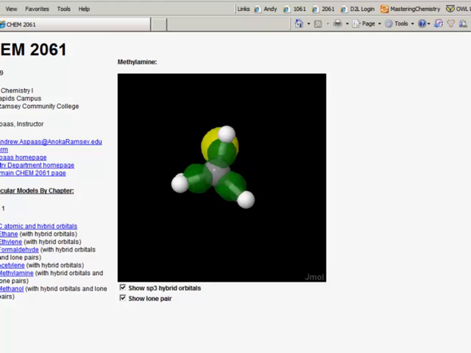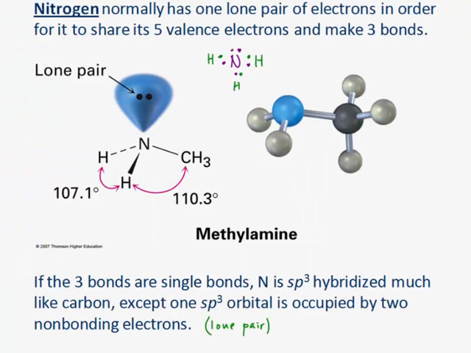So the carbon is tetrahedral. Let's go back to my page here. The carbon is tetrahedral. It has 109.5 bond angles, has 4 bonds, so it makes a perfect tetrahedron. The nitrogen, with its lone pair, the electrons are sort of in a tetrahedral arrangement, but the shape of this nitrogen itself is called trigonal pyramidal.